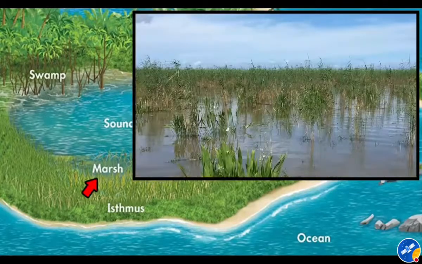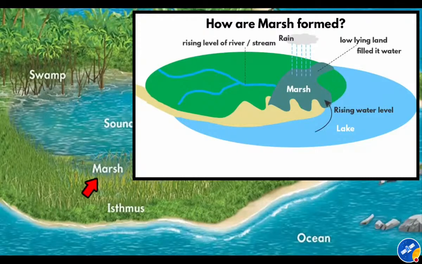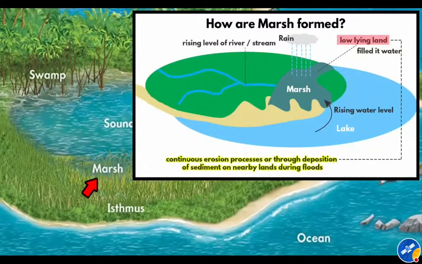It is basically a wetland. If you look at the area, it is a low-lying land which gets filled with water during rainy season or from rising water levels of a river, lake or stream. And how does a land become a low-lying land? Through continuous erosion processes or through deposition of sediment on nearby lands during floods.